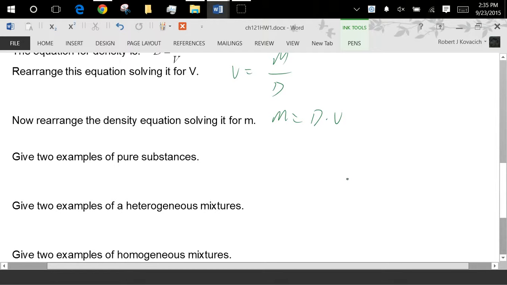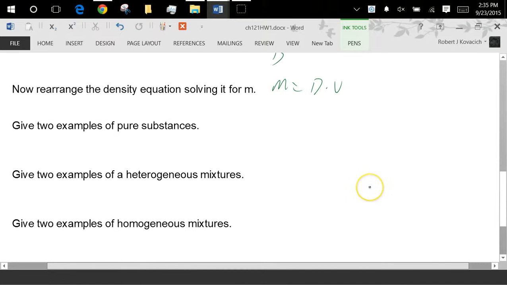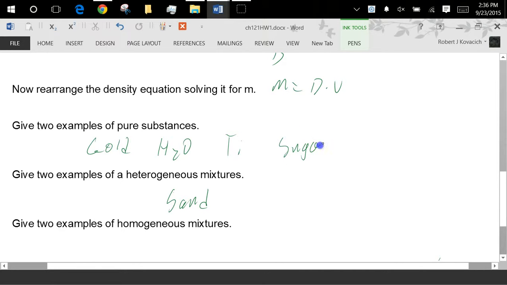Can you give me examples of pure substances? A couple? Gold. Okay, gold is an example of a pure substance for sure. Water, titanium. Water, titanium, sure. H2O, Ti, capital T, lowercase i. Okay, how about a heterogeneous mixture? Sand. Excellent. Sugar. No, no. Sugar's a pure substance.